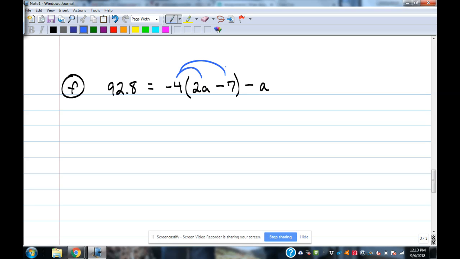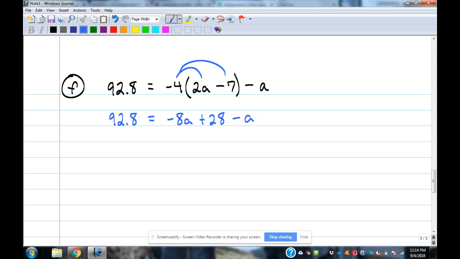Distribute right there, -4 to 2a and -7. So that's going to be what? Plus 28 or minus 28? Plus 28 because it's positive. And then we still got the minus a that was already there. The 92.8 hasn't changed either. Then we look for what? Would you subtract 28 from both sides? I wouldn't do that yet. You're going to at one point, but not yet. Put the a together with the a, the like terms together, before you do that.